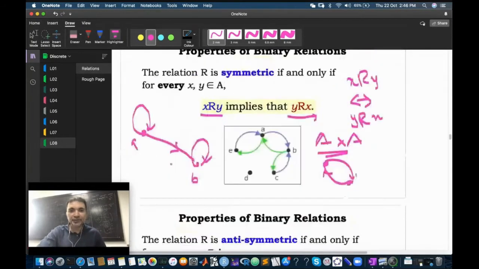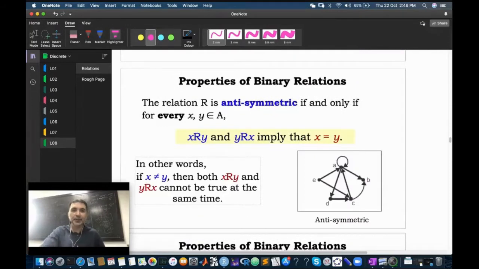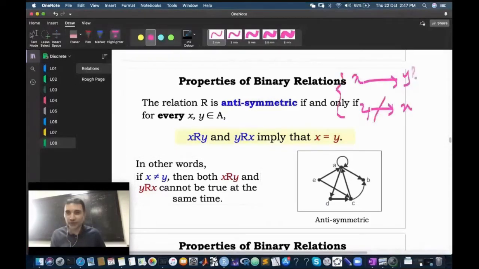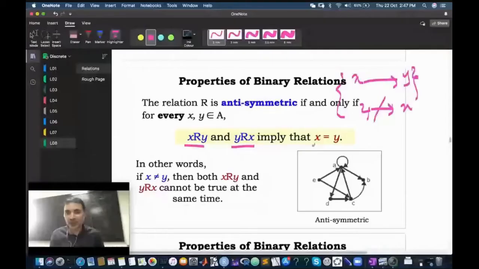For symmetric we also have anti-symmetric, which says that this should not be true. If you have an x to y thing, then y to x should not be there. I also told you another way of writing this. If you remember, it says that if you have a relation from x to y and a relation from y to x, this should imply that x and y are actually the same element. Okay?